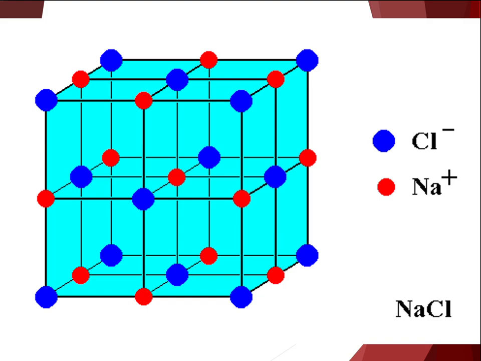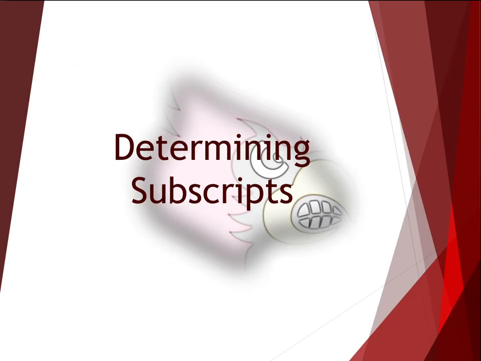The ionic formula for common table salt, aka sodium chloride, is NaCl, shown on the bottom right of your screen here. Since no subscripts follow the symbols for sodium, Na, or chlorine, Cl, the formula shows that only one ion of sodium is bonded to only one ion of chlorine.